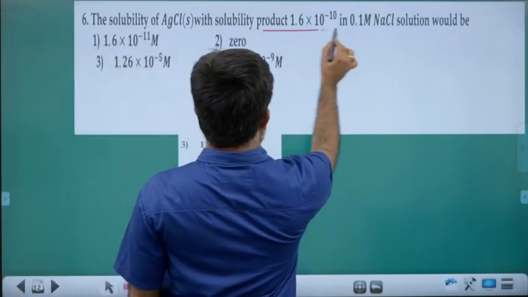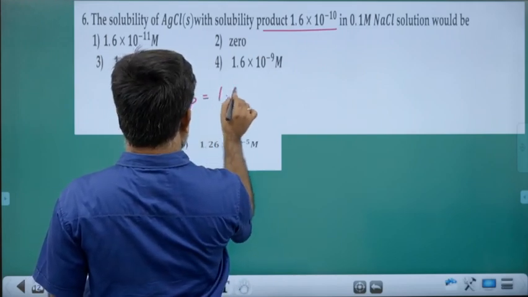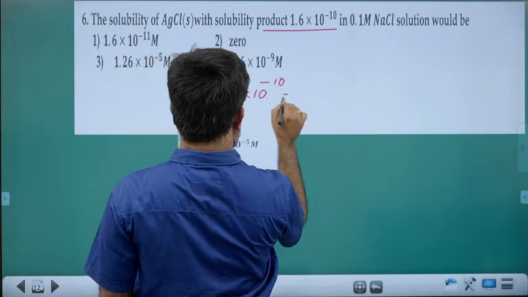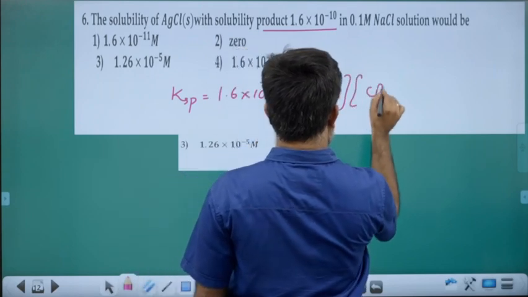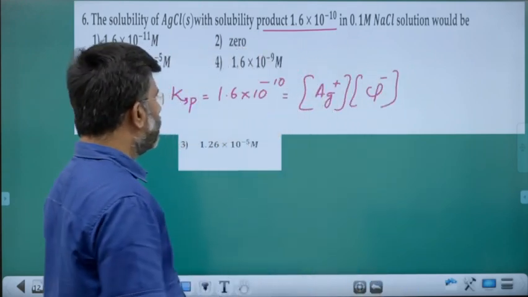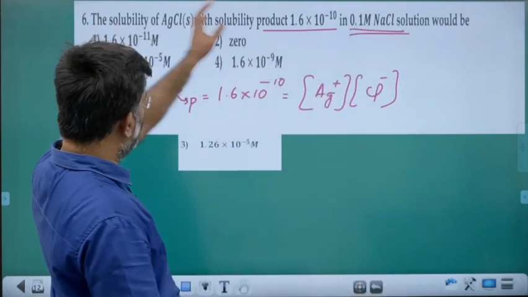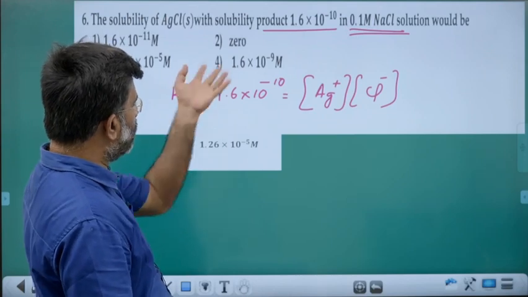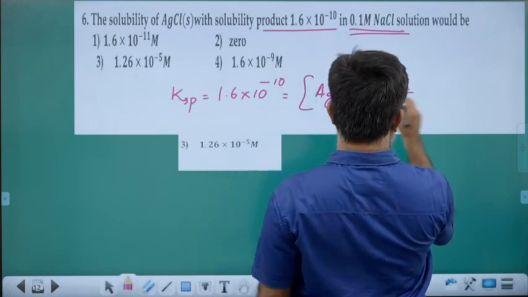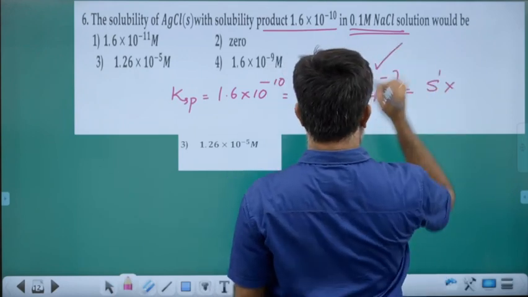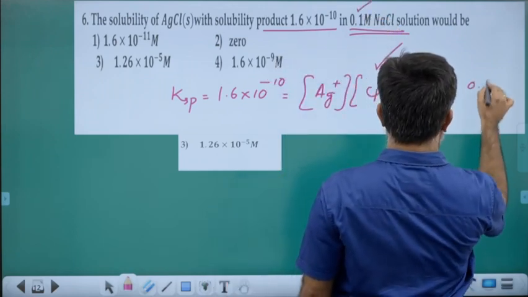The solubility product of AgCl given, that is KSP of AgCl, 1.6 into 10 power minus 10, is the concentration of Ag plus into the concentration of Cl minus. Now we are taking this in 0.1 molar NaCl solution. Definitely the solubility will change. So the new solubility will be the concentration of Ag plus, that is solubility, into concentration of Cl minus. This is a pretty large value, and therefore it will be that value taken itself.